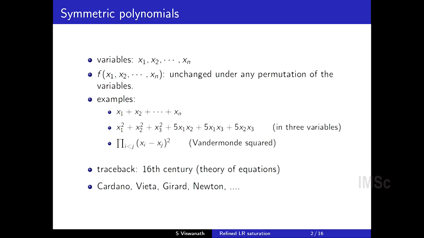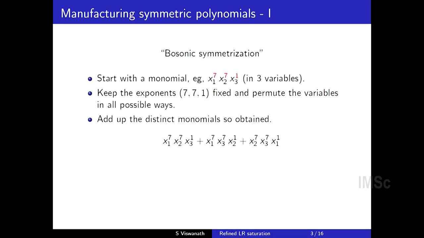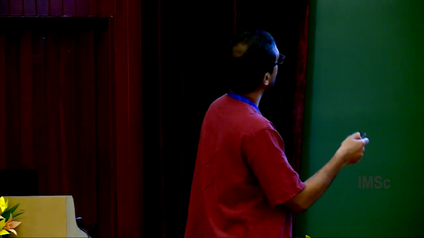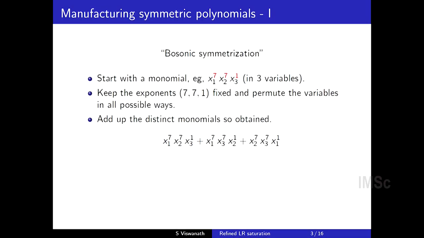Okay, so now what I want to describe are some ways of manufacturing symmetric polynomials. I'll talk about 3 different ways. The first one is what physicists would probably call bosonic symmetrization, which is just a fancy name for the following. Just take a monomial. So here x1, x2, x3 raised to the powers 7, 7, and 1. I'm doing this in 3 variables.